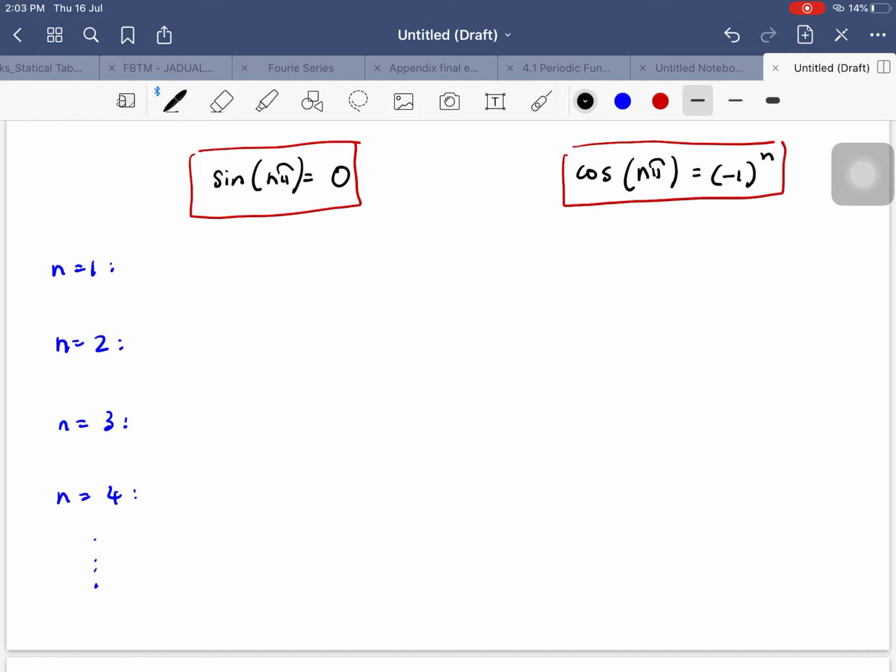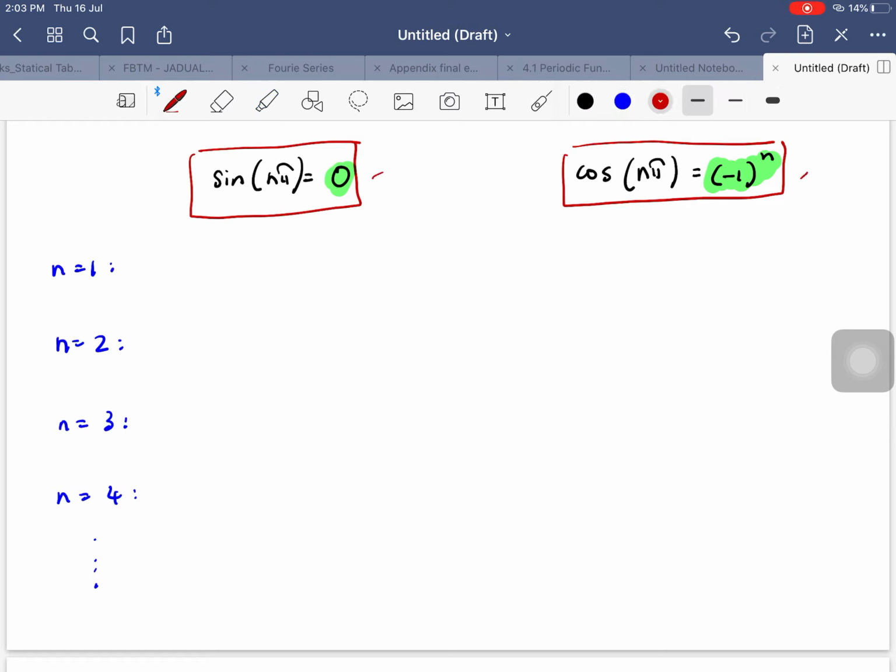Alright, so if you remember in my previous calculation, whenever I came across cosine n pi in my calculation, I replaced that by negative 1 to the power of n. This is something you can use to simplify your calculation. When you do a Fourier series calculation and you come across sine n pi, you can substitute it with a value of 0. And cosine n pi is going to be negative 1 to the power of n.